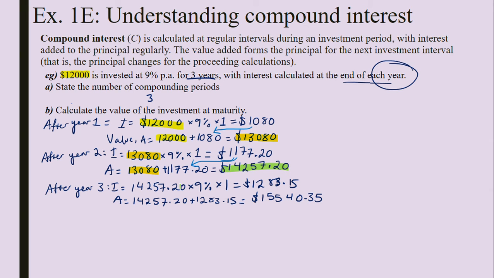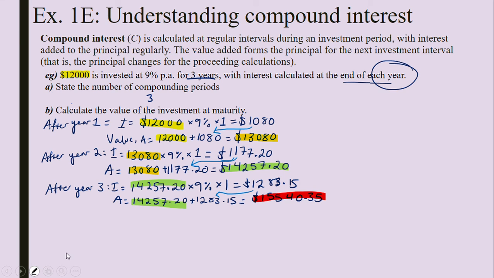We then multiplied that by 9% and 1 year to get a new interest figure of $1,283.15, and then we added that on to our principal. Again, I'm going to highlight that in green one more time. Okay, we added that one more time. So throughout your calculations, you'll pretty much see the numbers 3 times. Okay, to give us our final solution of $15,540.35. Okay, I am sorry, those yellows and those oranges are very hard to discern. But that is how compound interest effectively works.